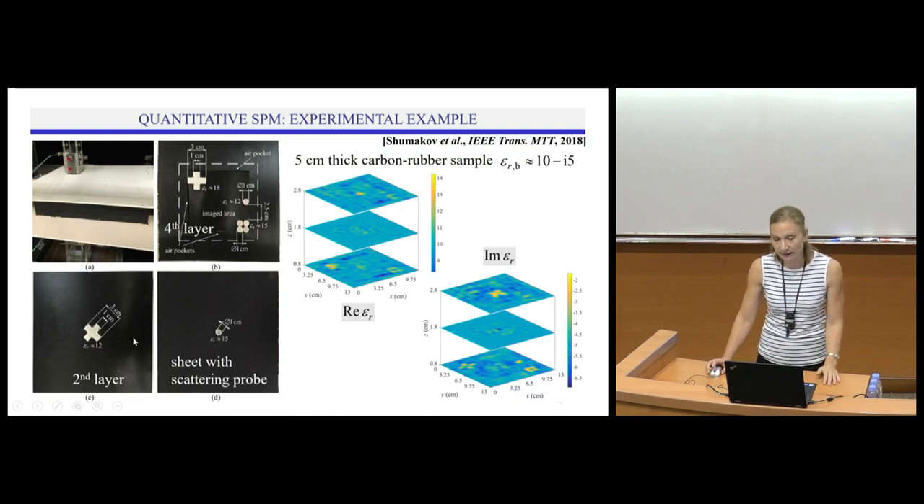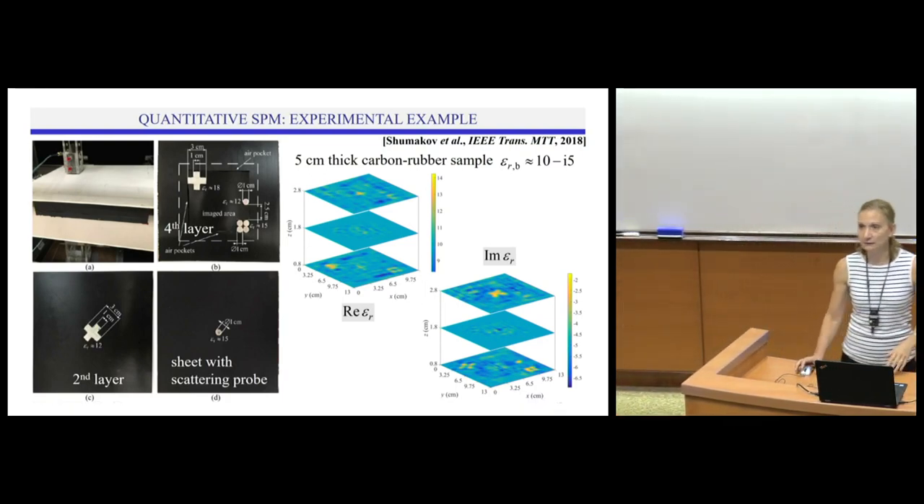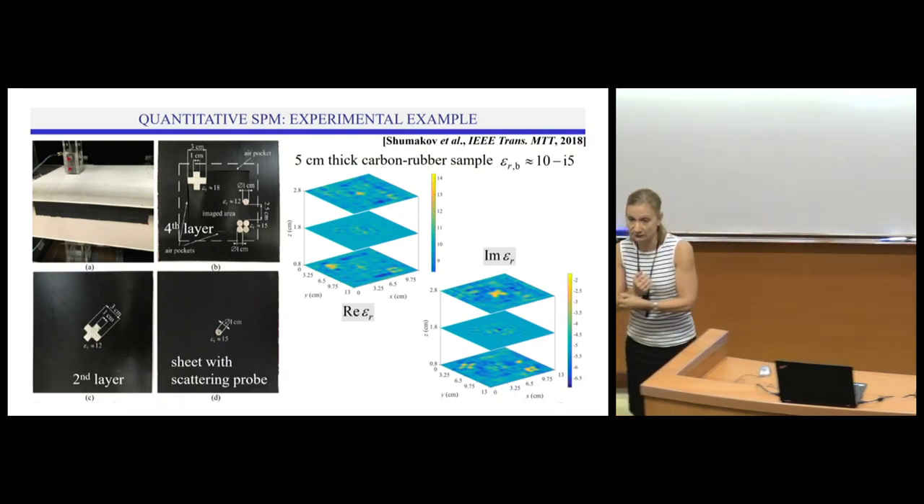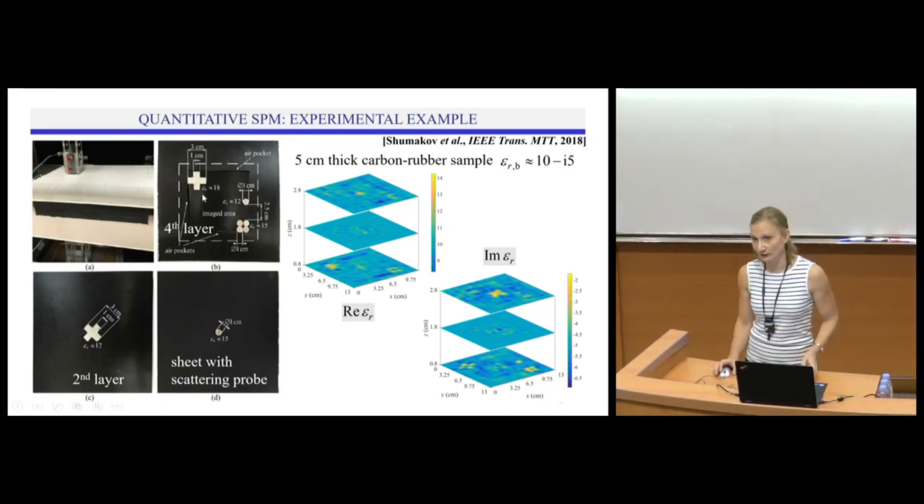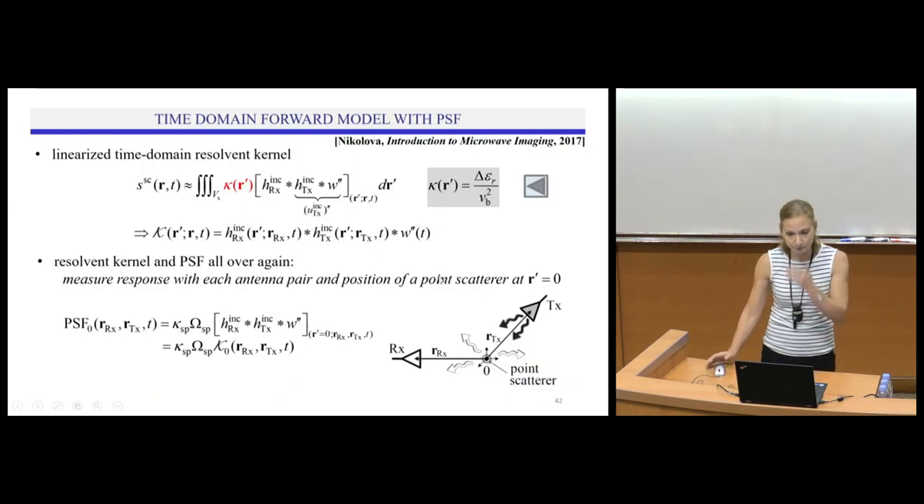So as you can see, again, with exactly the same method, with Born limitations broken all over, you can still obtain quite good images at different layers, particularly in the imaginary part, because we have large contrast in the losses in the imaginary part of the permittivity. These tissue carbon rubber sheets are very lossy, tangent delta 0.5 to 0.8, whereas the microwave ceramic is practically loss-free. So no wonder we see better images of what is going on in the imaginary part of the permittivity.